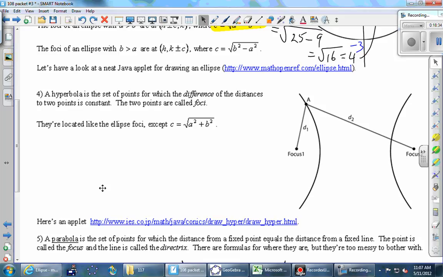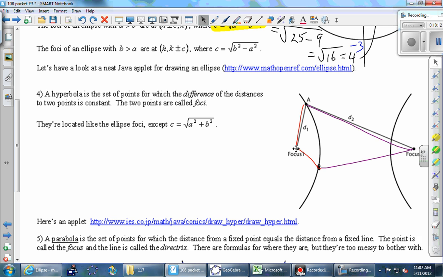Okay, same idea. We're making walks between the one focus and some random point on the hyperbola, and then from that same random point to the other focus. But this time, what's supposed to be true is not red plus purple as a constant, but the difference, purple minus red, is supposed to be a constant. If you picked a different point, say this one over here, red is a little bit shorter, but so is purple, and they're both supposed to be shorter by exactly the same amount. So when you subtract them, you get the same number every time.